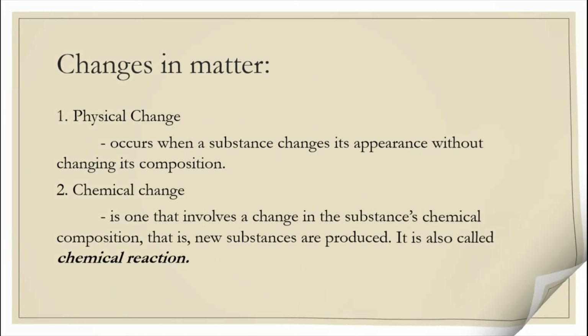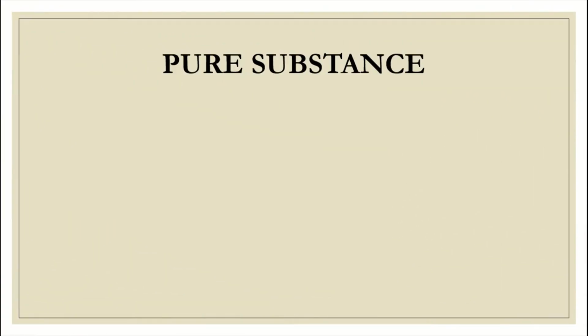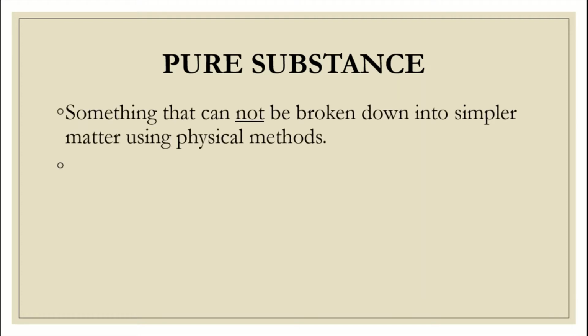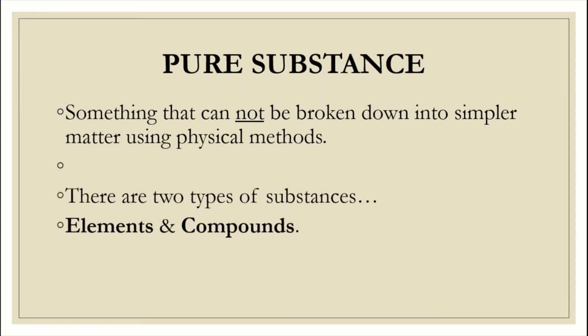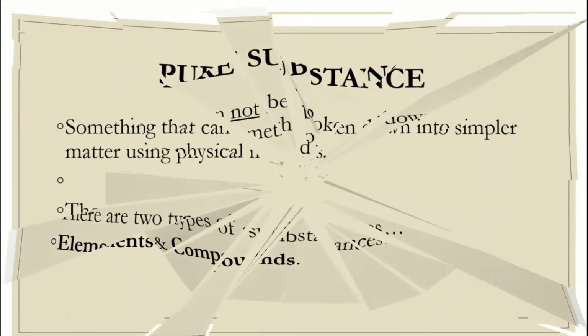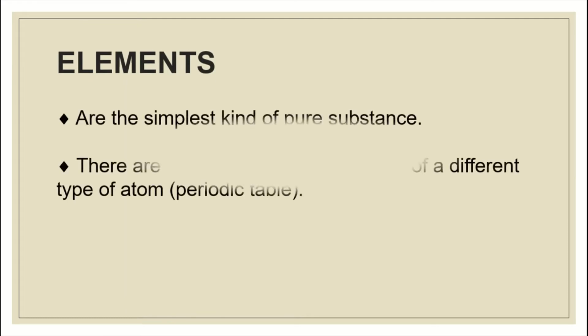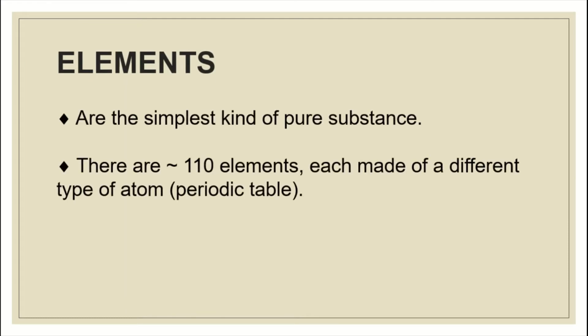Okay, next is pure substance. Something that cannot be broken down into simpler matter using physical methods. So there are two types of substances. We have elements and compounds. Elements are the simplest kind of pure substance.